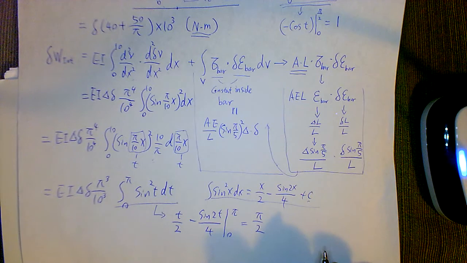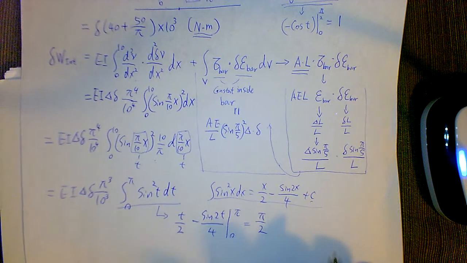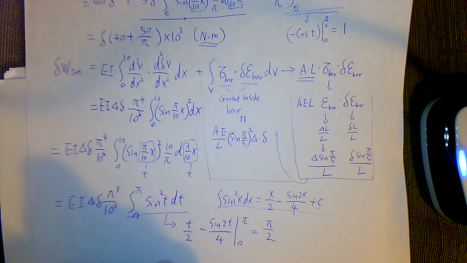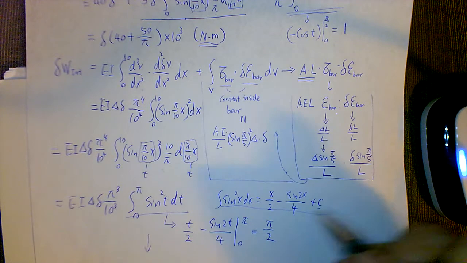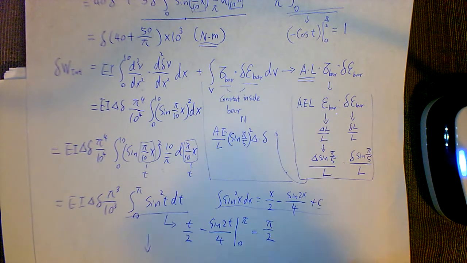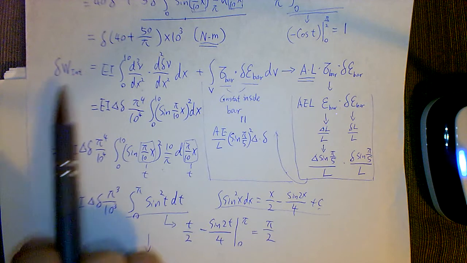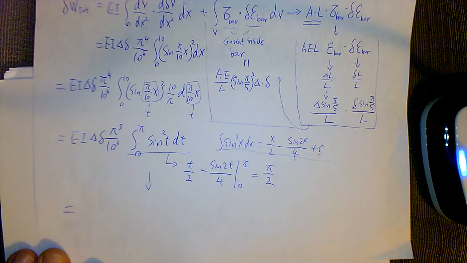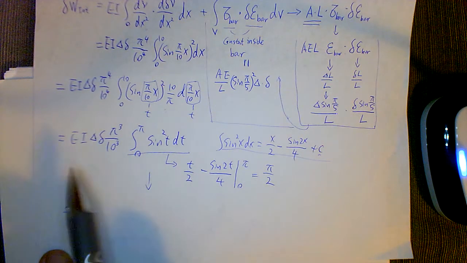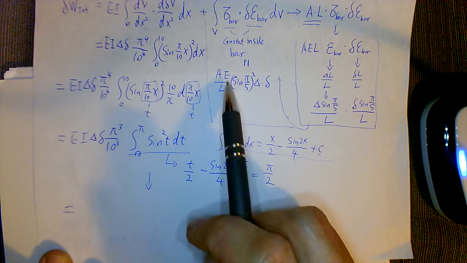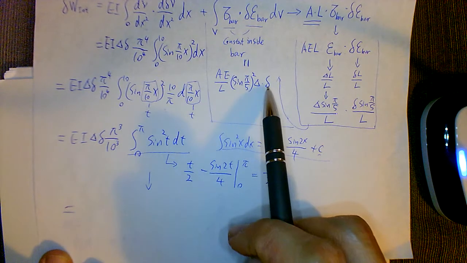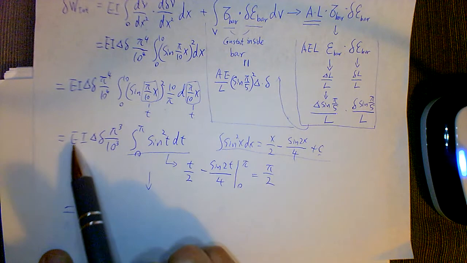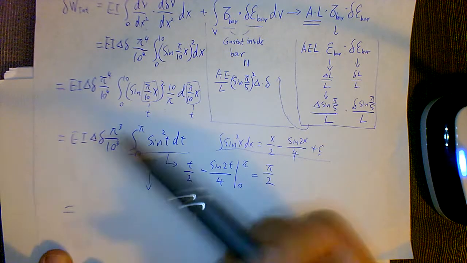Okay, so let's combine this information and also the information over there. You find out the internal work in the end actually equals to... you see, here you have E, you have delta, and here you have E, you have delta and delta, so they are actually the same.